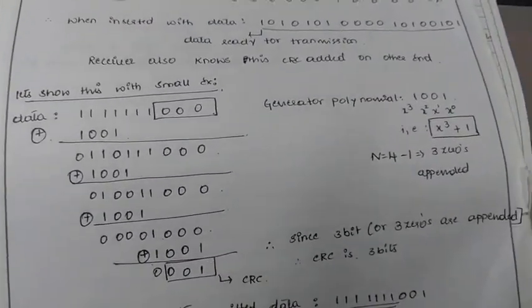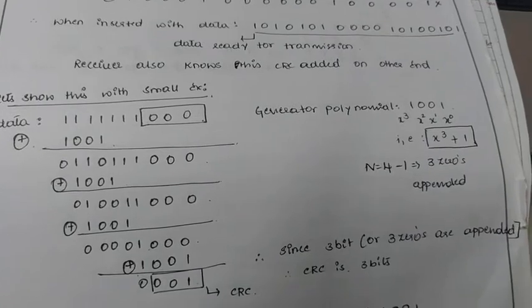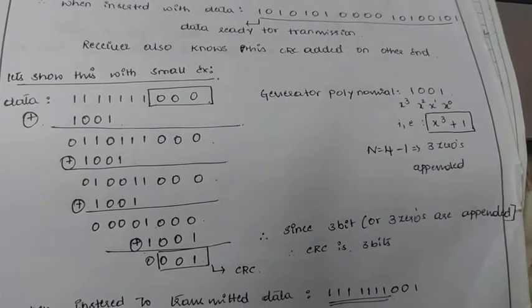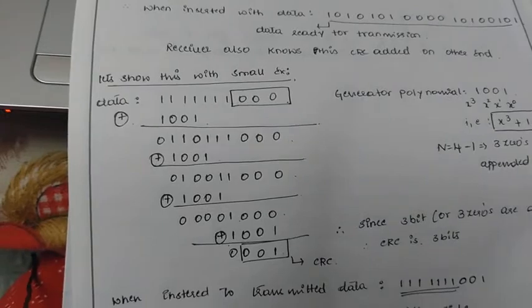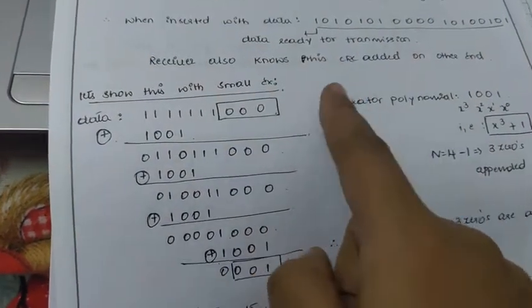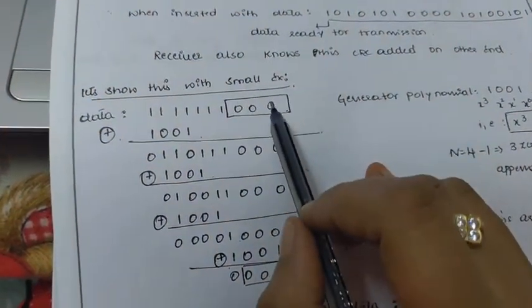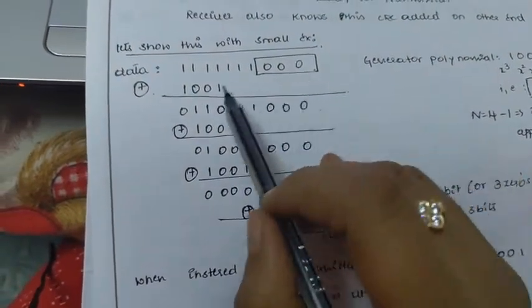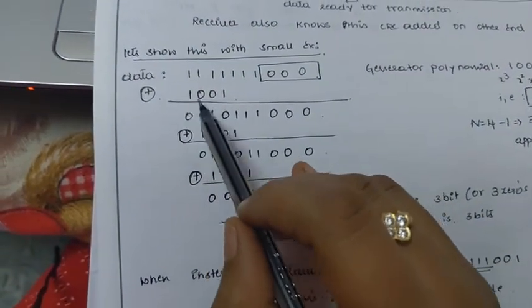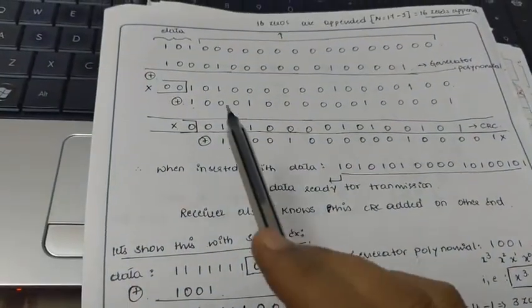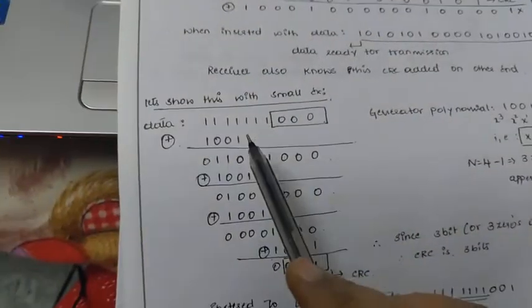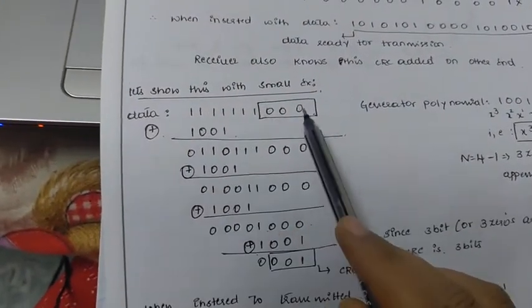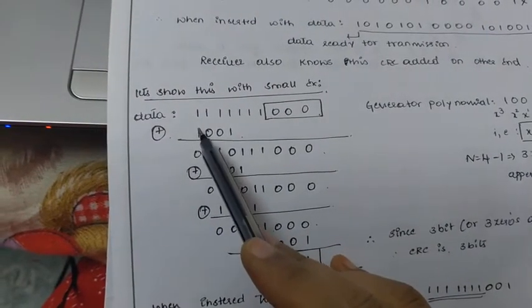So how many zeros are to be appended to the data? It is the number of bits in the generator polynomial minus 1. So we have 4 bits in the generator polynomial, minus 1, that is 3 zeros must be appended to the data. So that's why I have appended 3 zeros here. Next, we are going to take the generator polynomial. The same way as before, I am going to take the data appended with zeros followed by the generator polynomial.